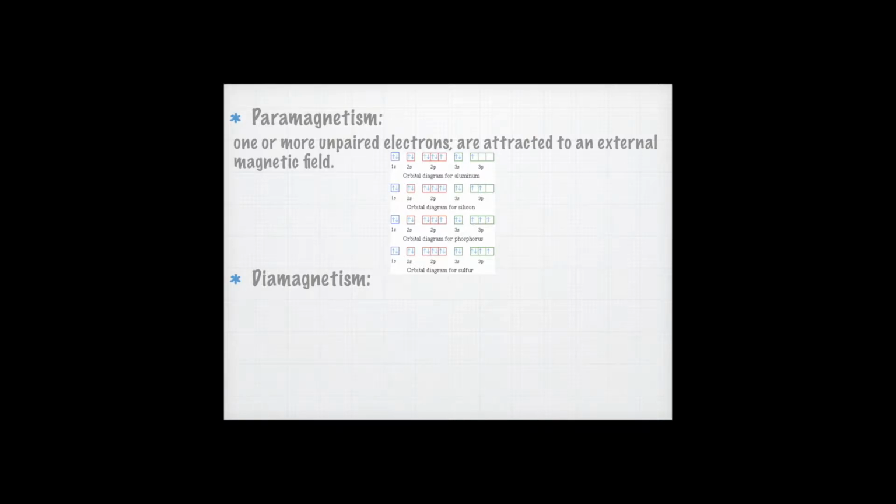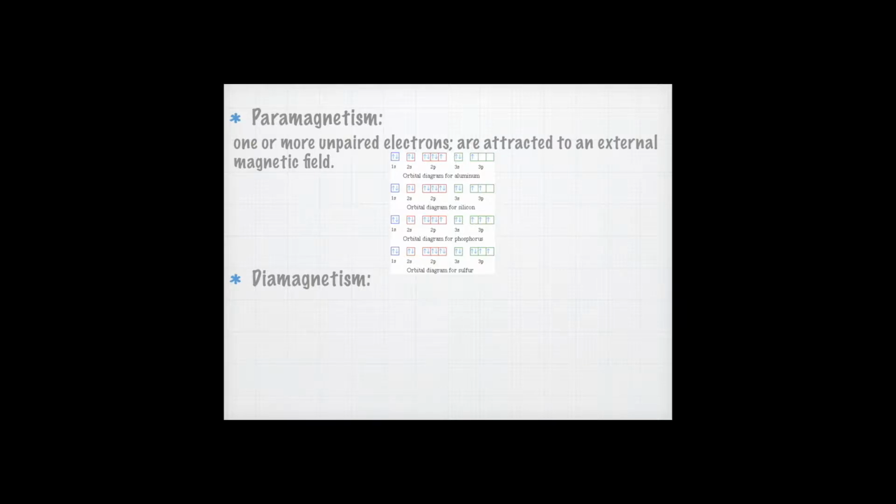And so here are some examples of paramagnetic elements. As you can see from their orbital diagrams, for example, aluminum has one unpaired electron, silicon has 2, phosphorus has 3, and sulfur has 2.